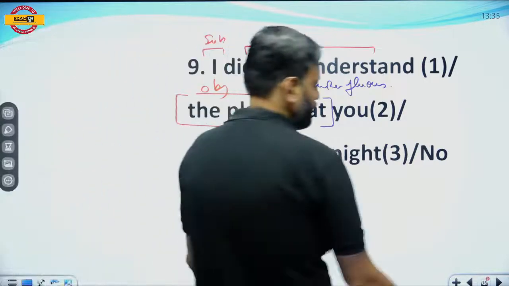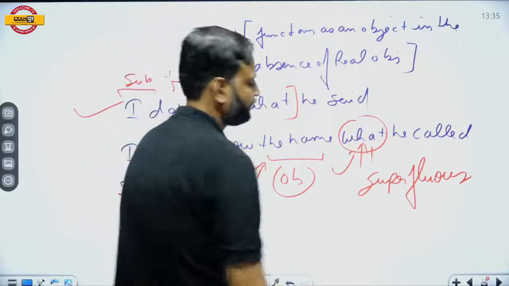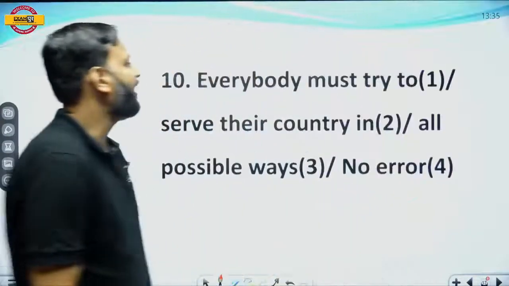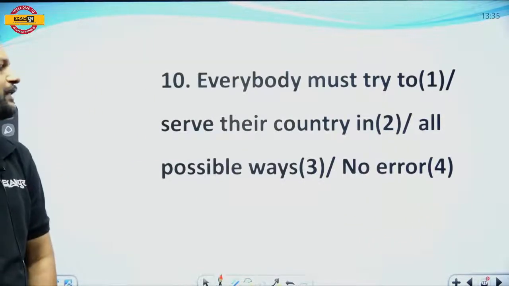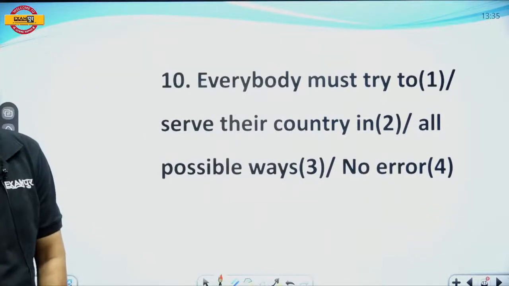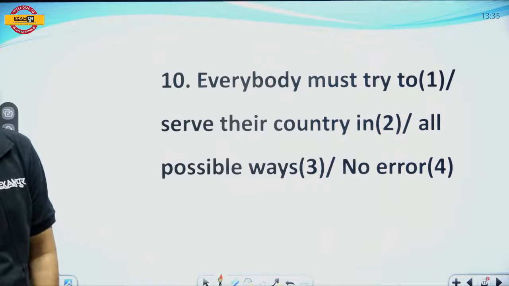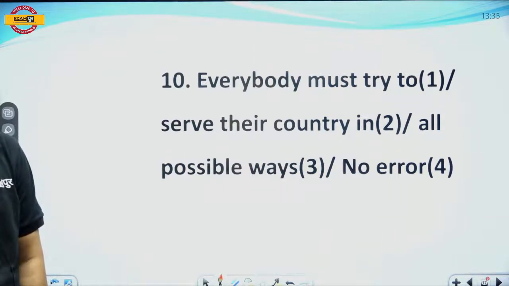Let's see the next question. Everybody must try to serve their country in all possible ways. Find the error in the sentence.